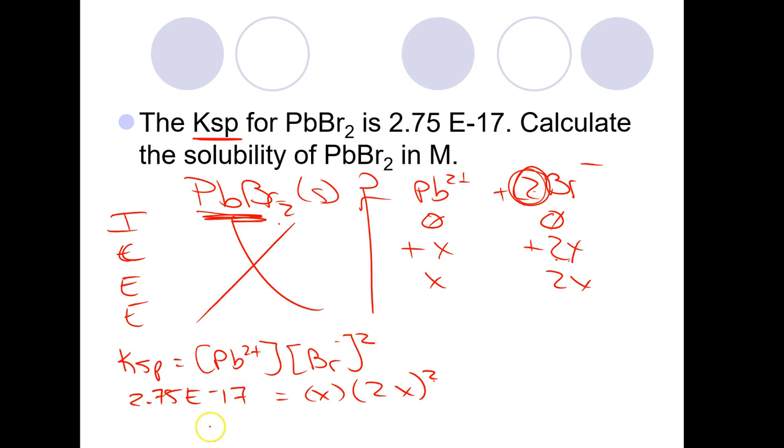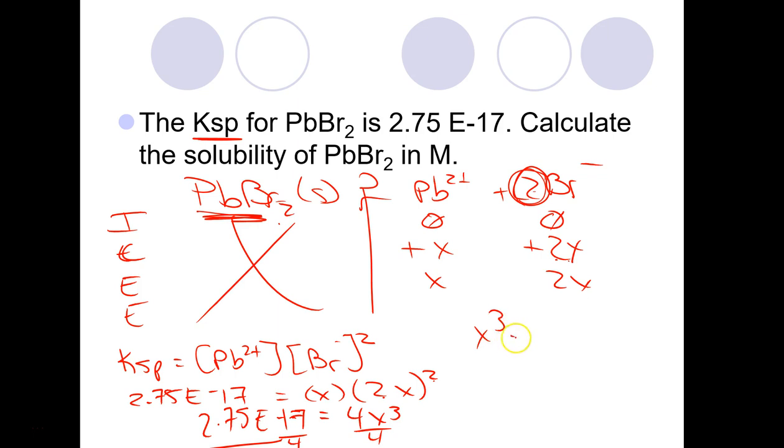So what I have is 2.75e-17. And be careful here. You're going to get 2X quantity squared is 4X squared times X is 4X cubed. So you're going to divide by 4 first.